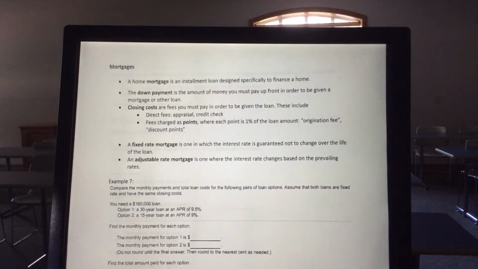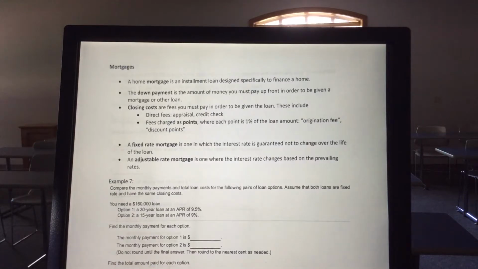A fixed rate mortgage is one in which the interest rate is guaranteed not to change over the life of the loan. An adjustable rate mortgage is one where the interest rate changes based on the prevailing rates. Okay?